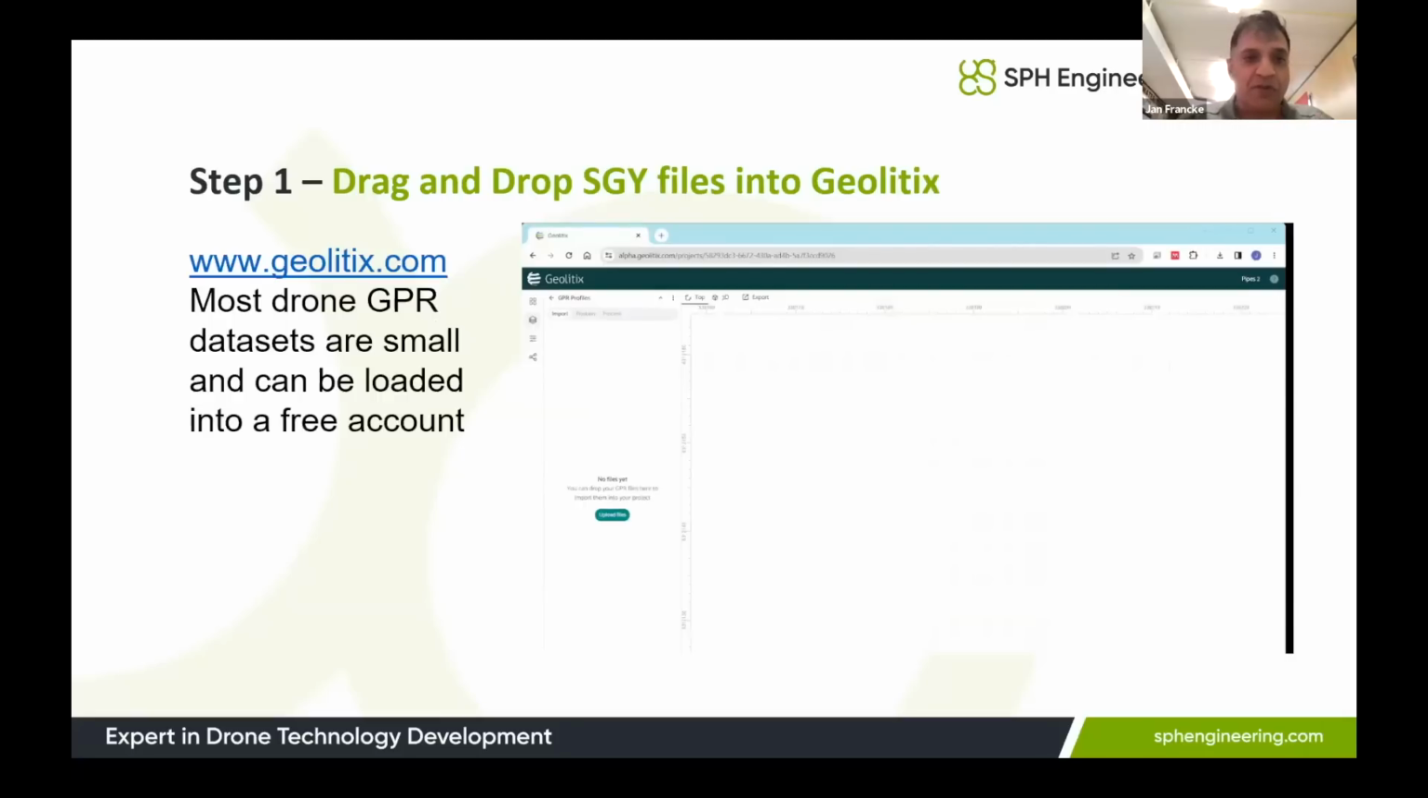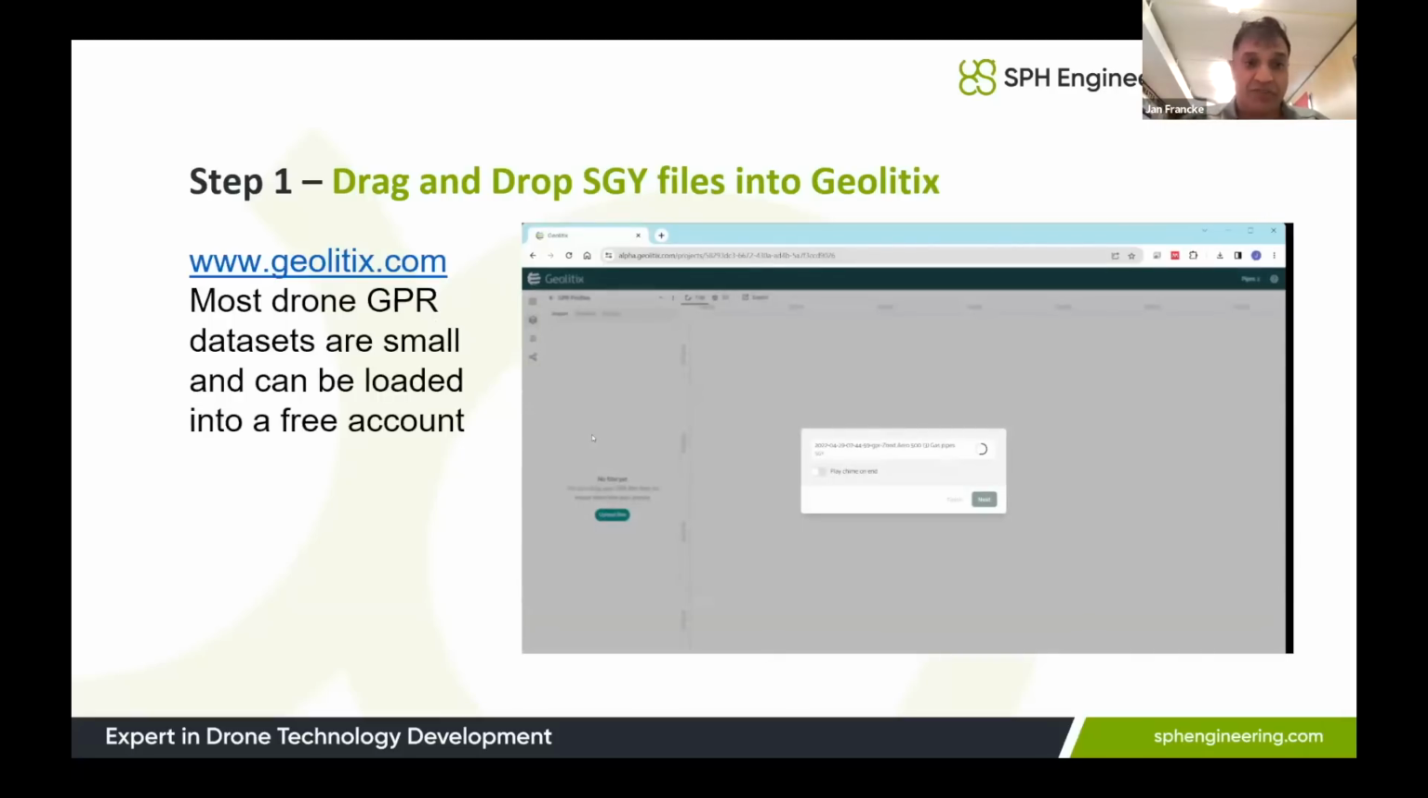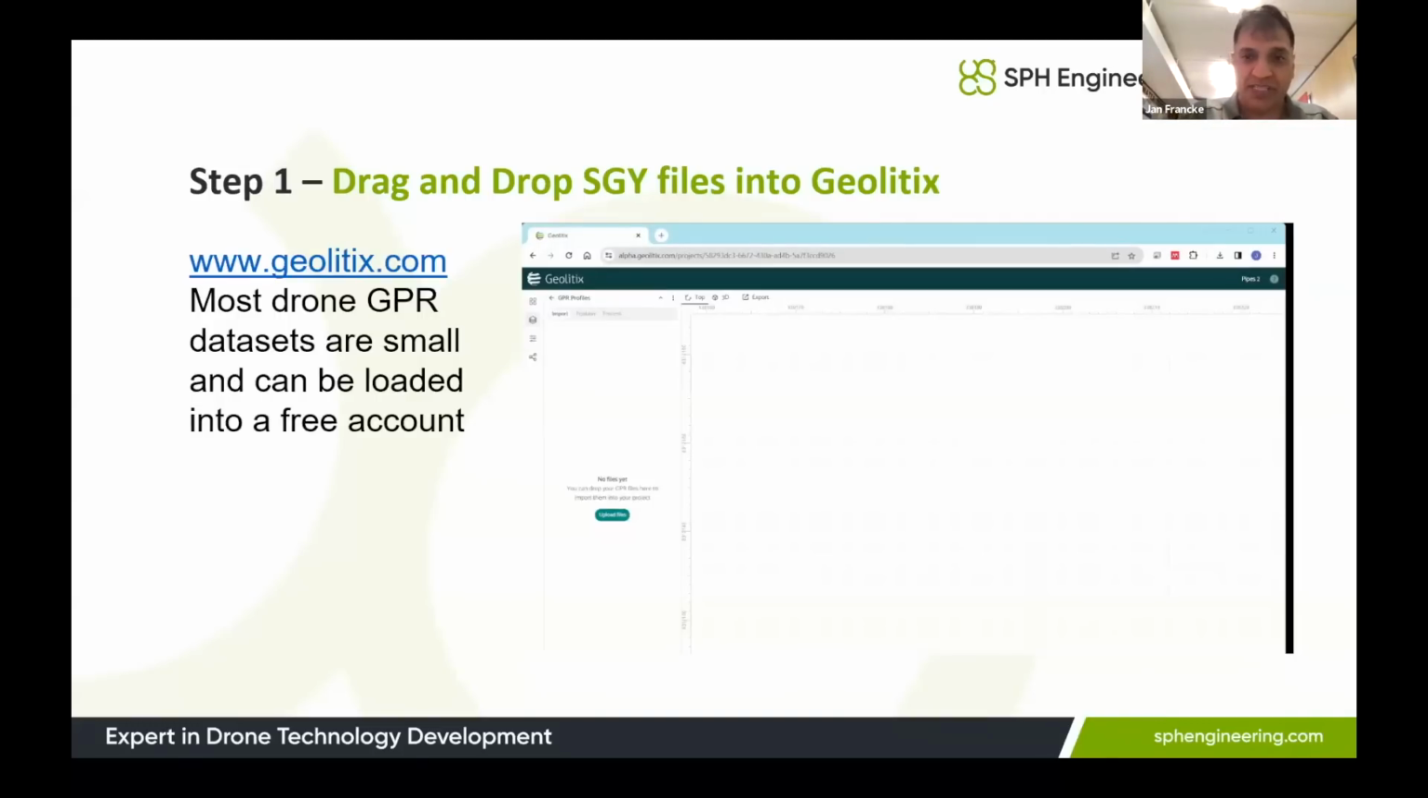So the first part we wanted to talk about is the software itself. I'm going to be talking about software that I produce, but SPH has a version called GeoHammer. There's other software in the world that processes this data. I happen to have this one, so I'm going to show you.